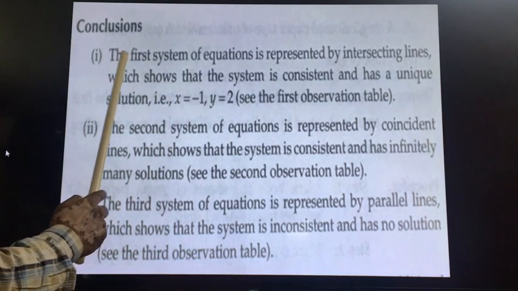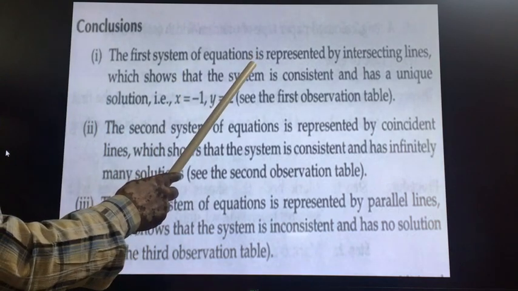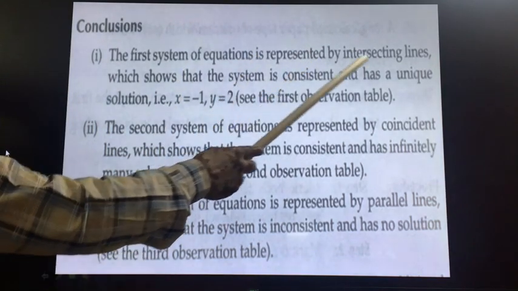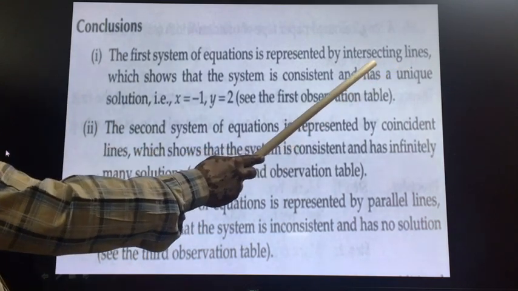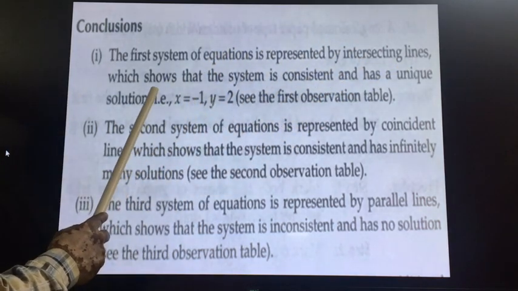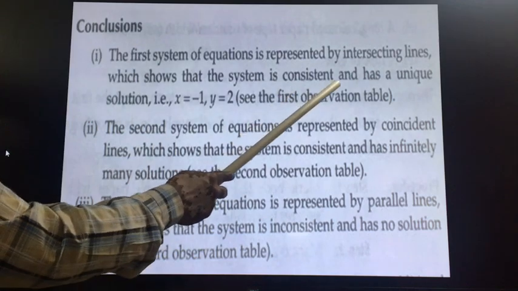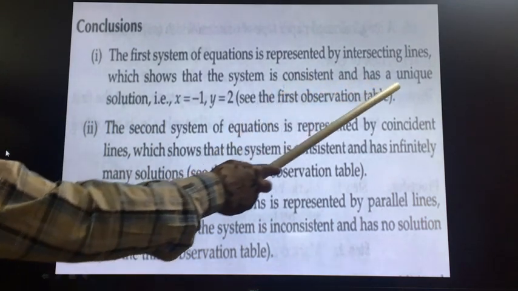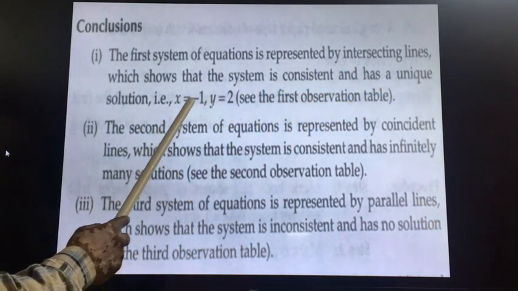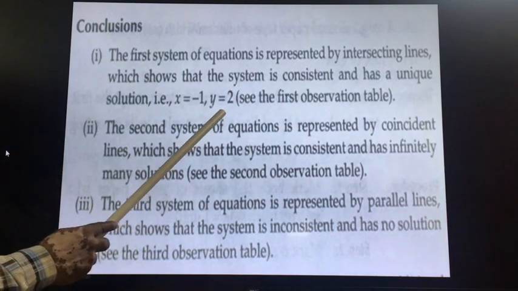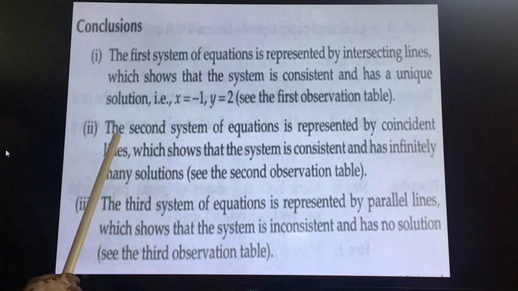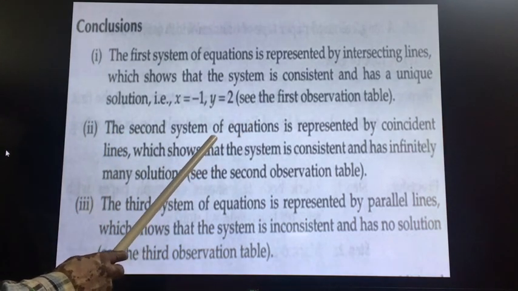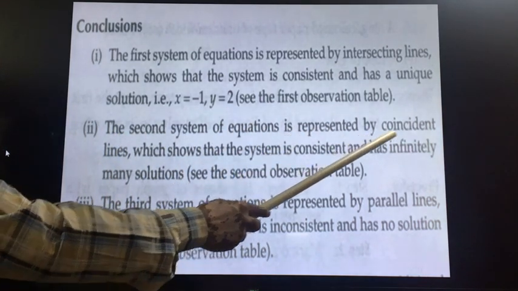So first point, the first system of equations is represented by intersecting lines. In the first case the lines were intersecting, which shows that the system is consistent. Consistent means they have a solution. It has a unique solution, that is x is equal to -1 and y is equal to 2. This is the first solution, you can see from the first table.